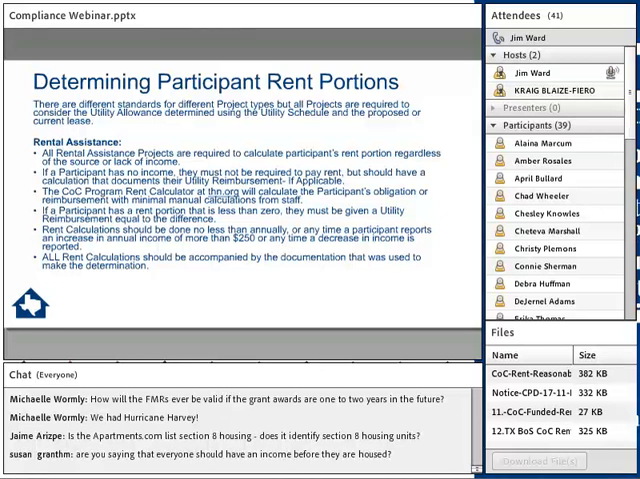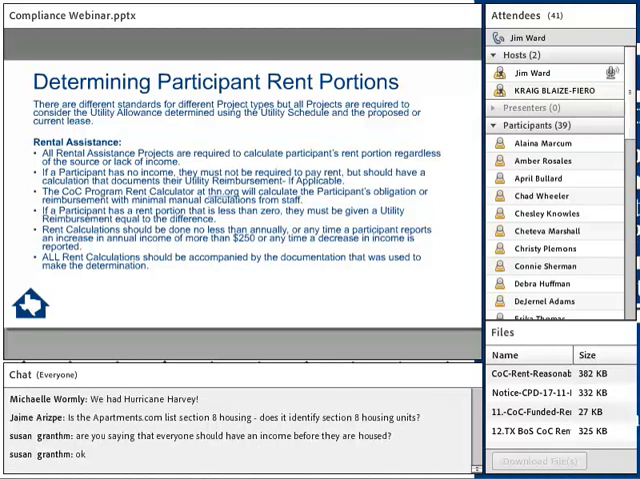And Susan is asking, are you saying that everyone should have income before they're housed? I'm saying the opposite of that, actually. We want you to house as many people as you possibly can without income, because those are generally the most vulnerable. Obviously, that's dependent on your community's coordinated entry policies and procedures, but generally the folks who are high on the vulnerability list are those that have no resources. So those go hand in hand. What I'm saying instead, Susan, is that if you enroll people without income, you cannot require them to pay rent until they get income.